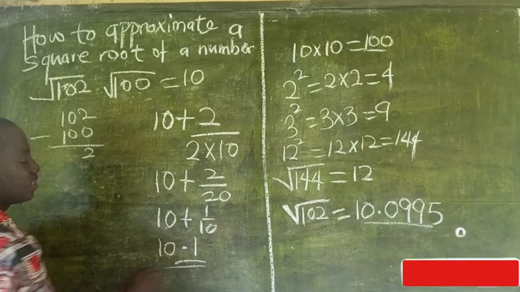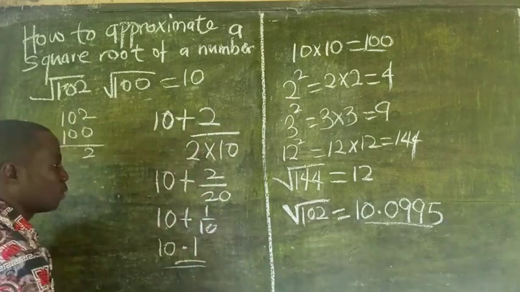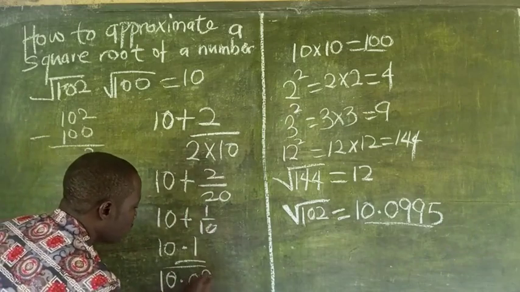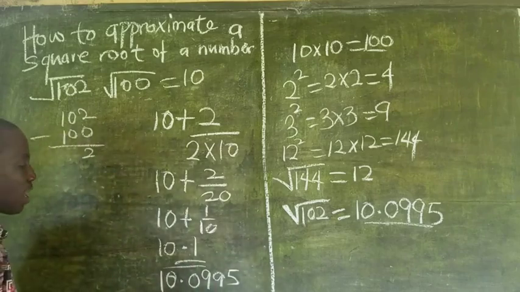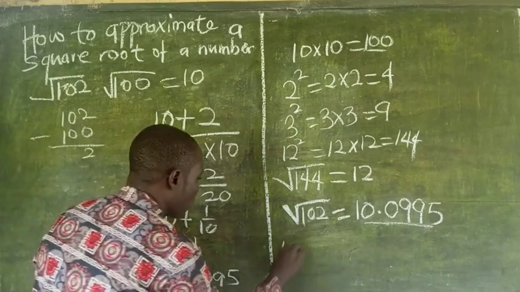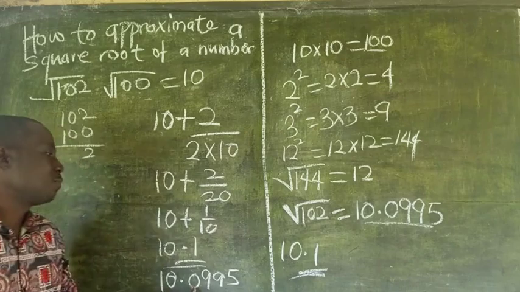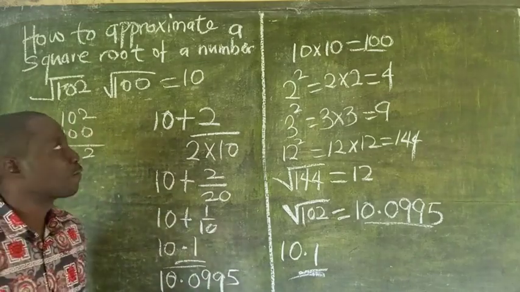And if you check this against what we got from the calculator, 10.0995, you see that they are very close. Actually, if you approximate, they eventually end up being 10.1, which is what we got from this our method.